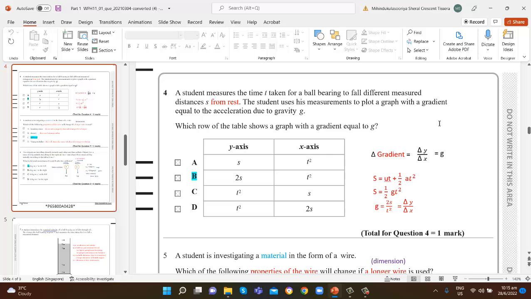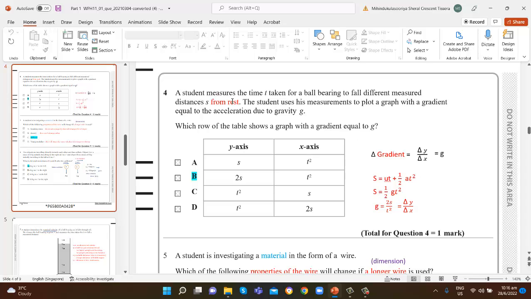So, what is the formula? You can find the gradient. Here, s equals ut plus half at squared, because from rest u is going to be 0. You need the time taken for the ball bearing to fall different distances, so you should have distances, and you have to use this equation. I told you at the beginning, the student plots a graph and finds the gradient, and you know this experiment. Okay, it is there in your syllabus.